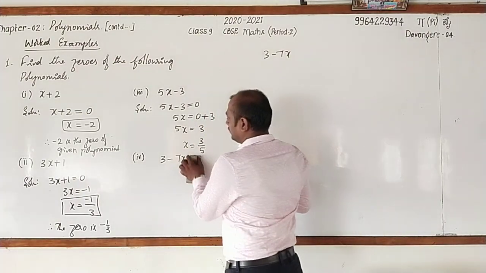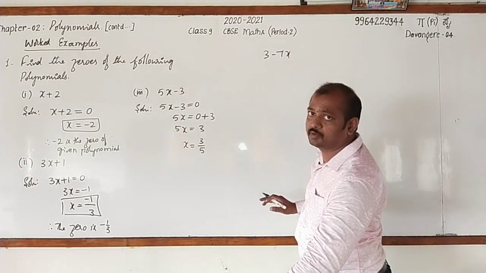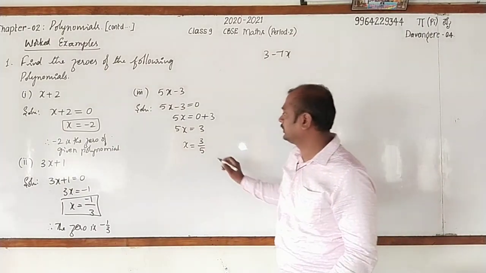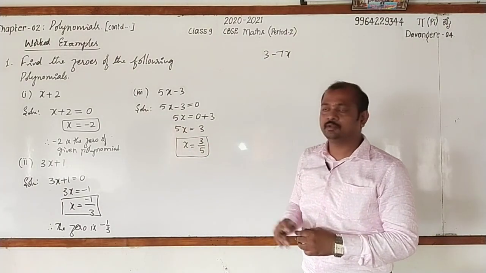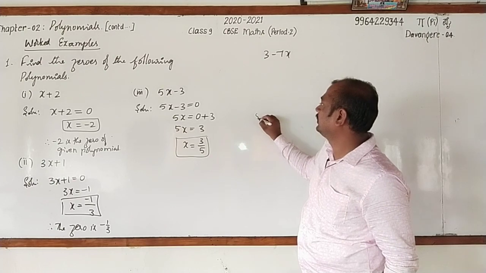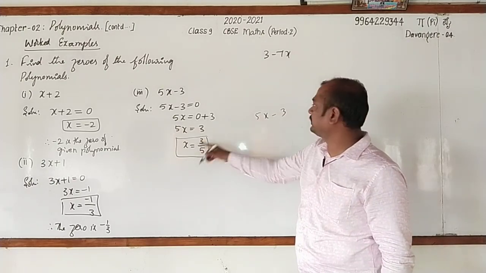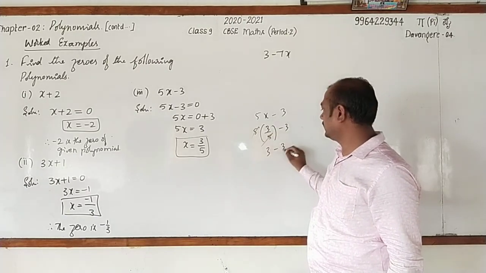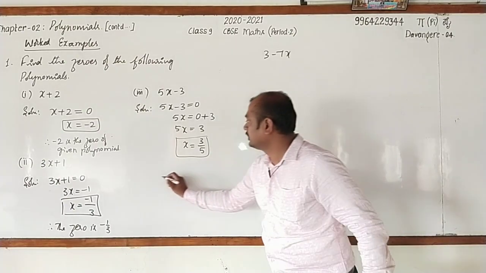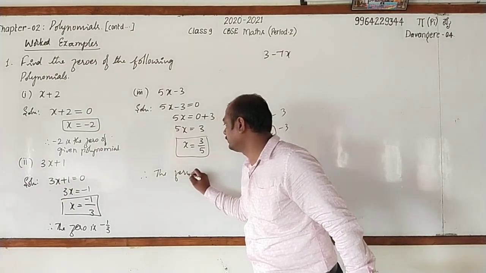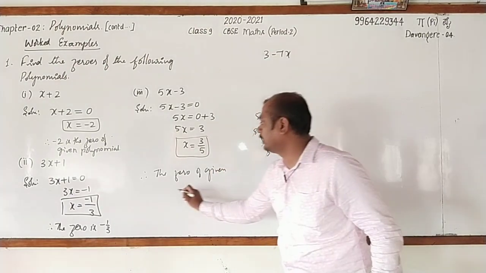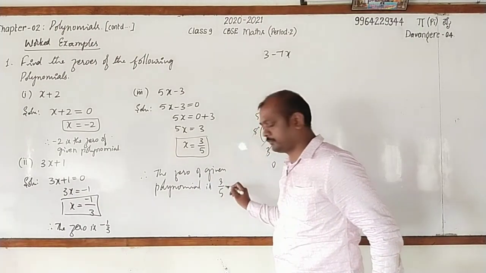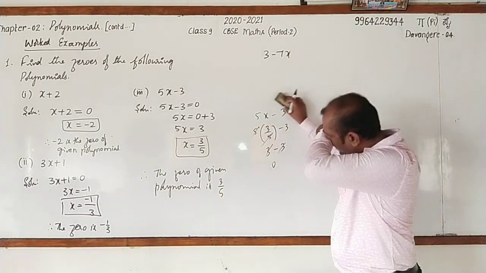Next, I am taking only the polynomials having variable x, so you will find it very comfortable to understand. x equal to 3 by 5. This is the 0. You can check that. Look here, 5x minus 3. Substitute 3 by 5 in place of x: 5 into 3 by 5 minus 3. 5 gets cancelled. 3 minus 3, 0. So therefore, the 0 of the given polynomial is 3 by 5. Next, let's go for taking another one.